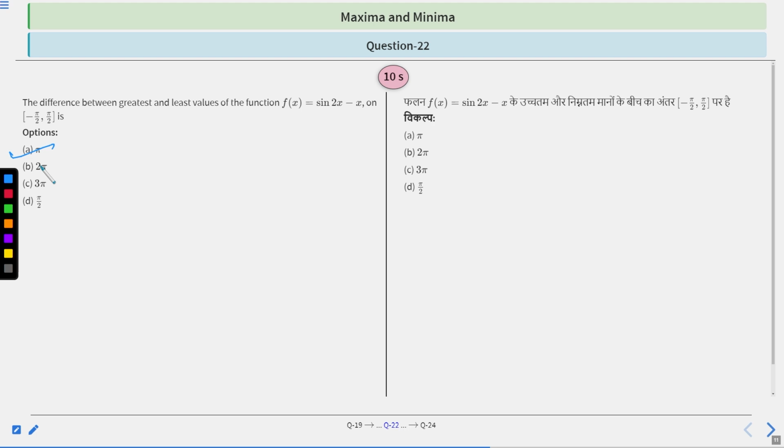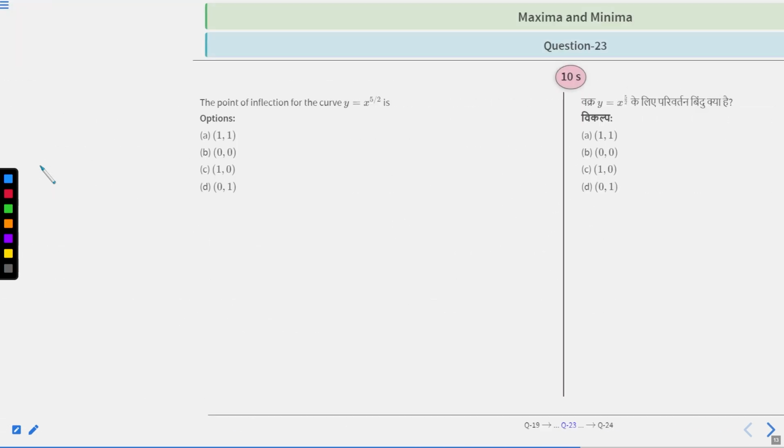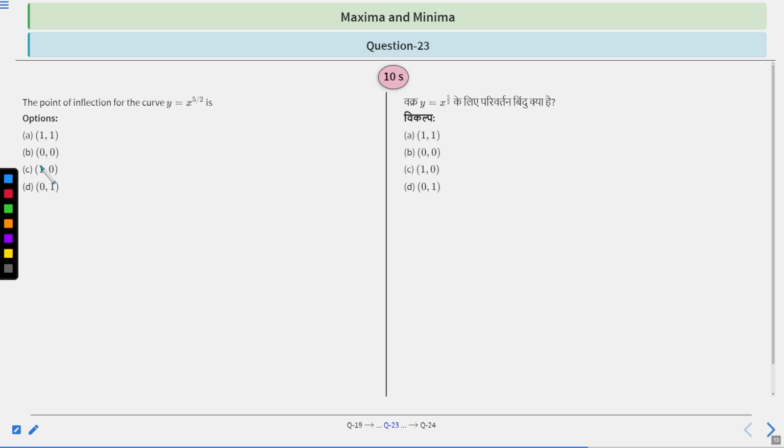Okay, let's move to the next question, question number 23, which says: the point of inflection of the curve y is equal to x to the power 5 by 2 is. We have to find basically the point of inflection. The hint of this question is, see, what is the point of inflection?